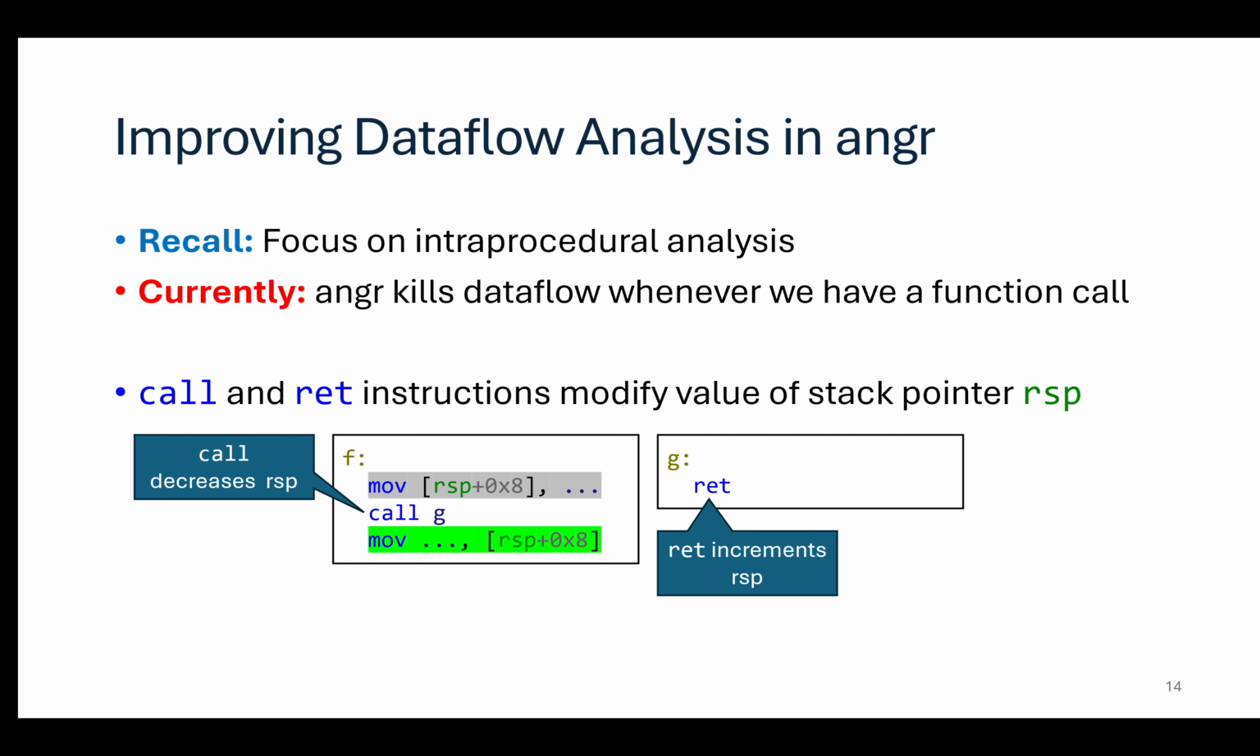gray and green lines. But in our extension, we assume that when we call the function, it will decrease the RSP, but when it returns, it will increment the RSP. So in this case, it seems that nothing has happened, and when we return from the function, RSP will have the same value as before, and so we can say that there is a data flow between the gray and green line.